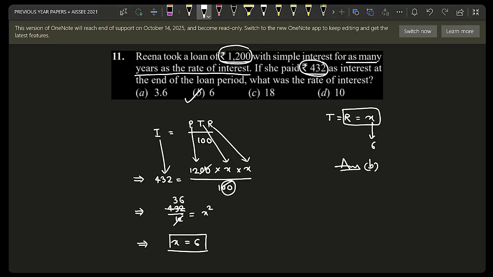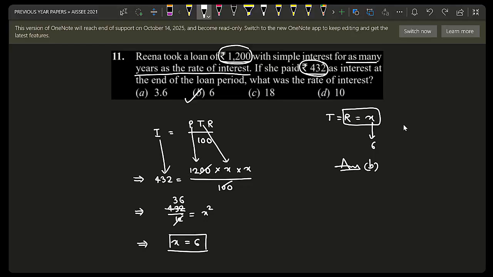Two zeros cancel. And 12 is multiplying, so you transpose it to the left side. 432 divided by 12 is 36. x into x is x square. So we got x square is equal to 36. Now, which number's square is 36? The answer is 6. So option B. Okay, sir. Now, any other student?